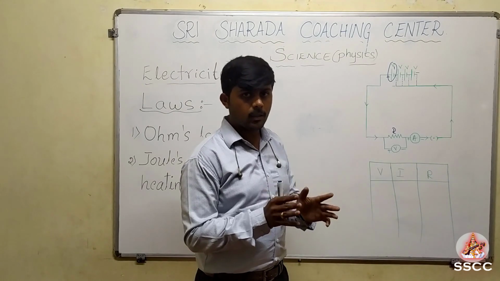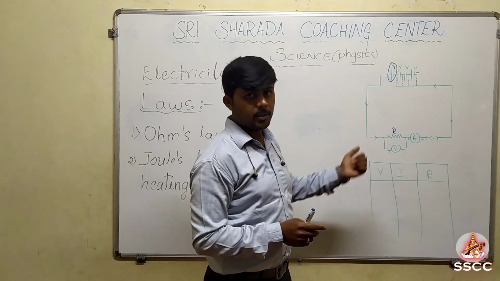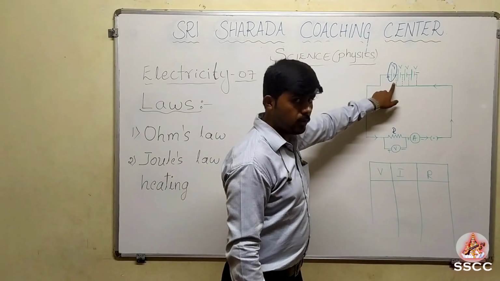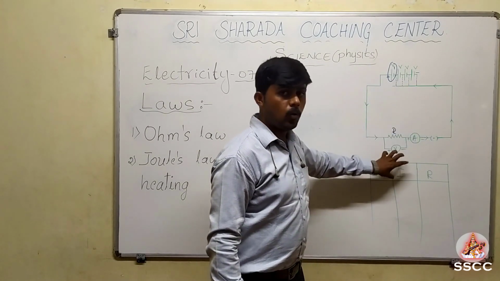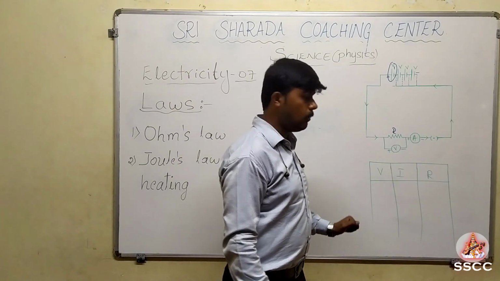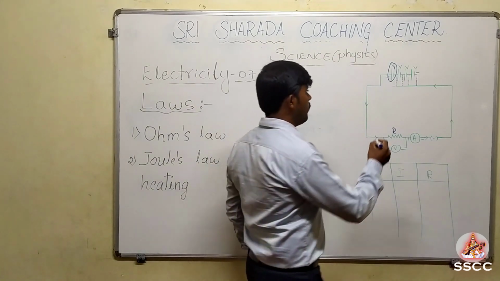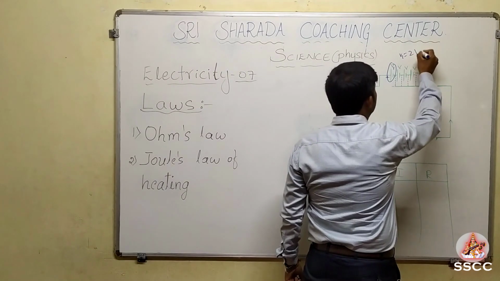You have to take care here. If you connect them in reverse, they won't work. The circuit may be damaged. Positive terminal towards the positive terminal of the battery, negative terminals towards the negative terminal of the battery, voltmeter in parallel and ammeter in series. Now we are considering only one cell having a potential difference of 2 volt. For example, V1 equals 2 volt.